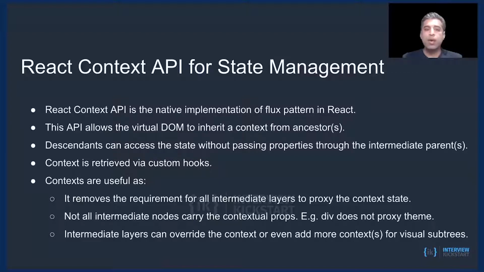Intermediate parents are able to extend or alter any of the existing context that they inherit from their ancestors. This allows the descendants to obtain the final merged properties of context at their level.